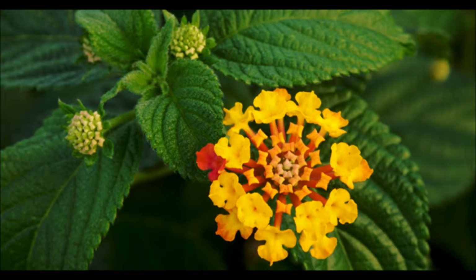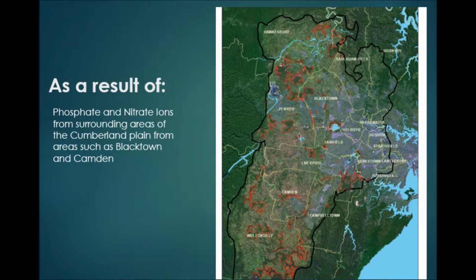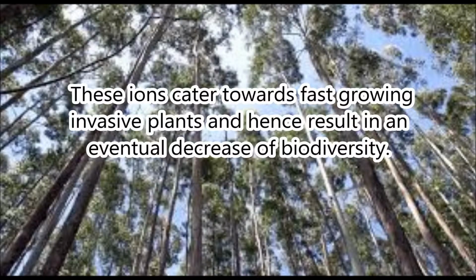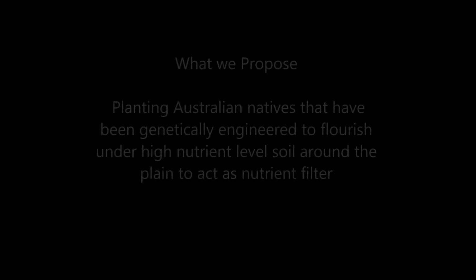This is essentially as a result of the influx of phosphate and nitrate ions within surrounding soils created by the runoff from urban areas surrounding the Cumberland Plain, such as Camden and Blacktown. These ions cater towards fast-growing invasive plants and hence result in an eventual decrease of biodiversity.